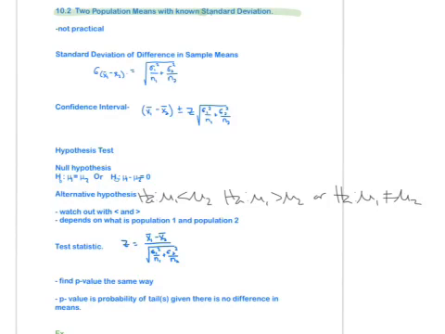We find the p-value the same way. Remember, our difference between our population means is going to be 0. We'll come up with either a Z on the right-hand side that's positive or a Z that's negative, and our p-value is going to be those areas of the tail. So let's go on and do an example.